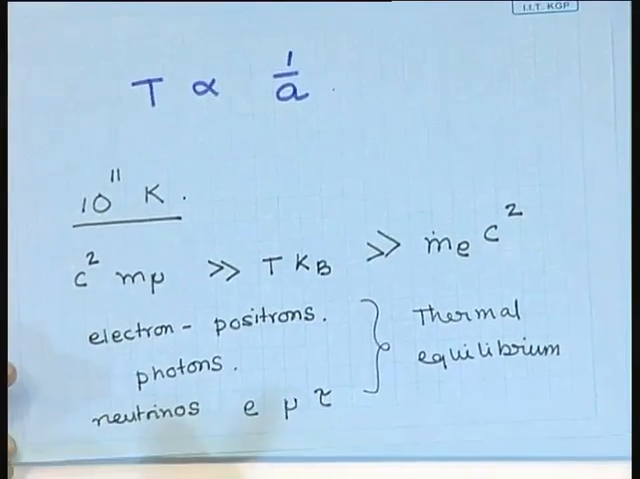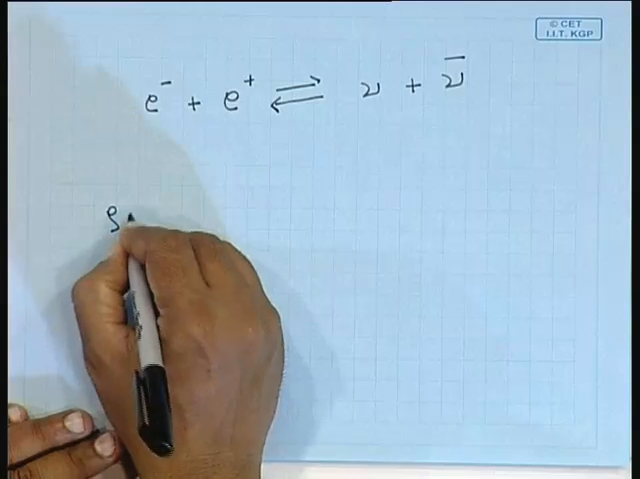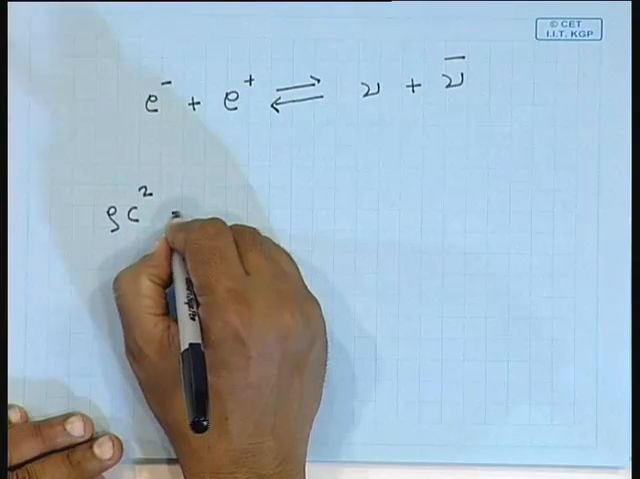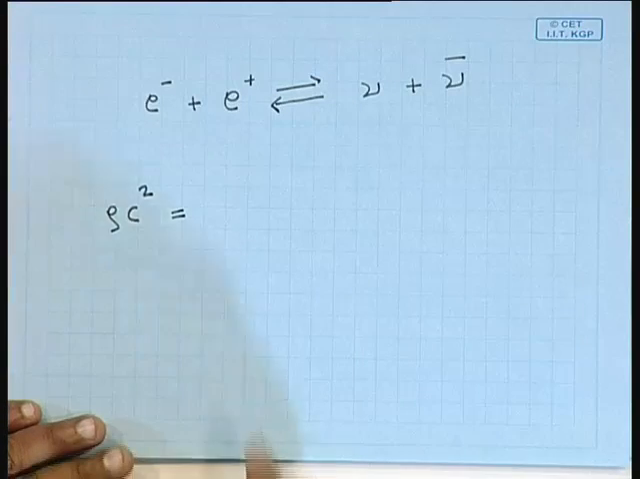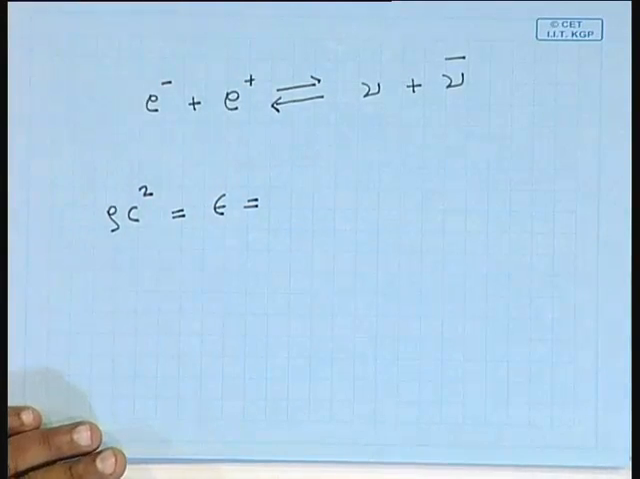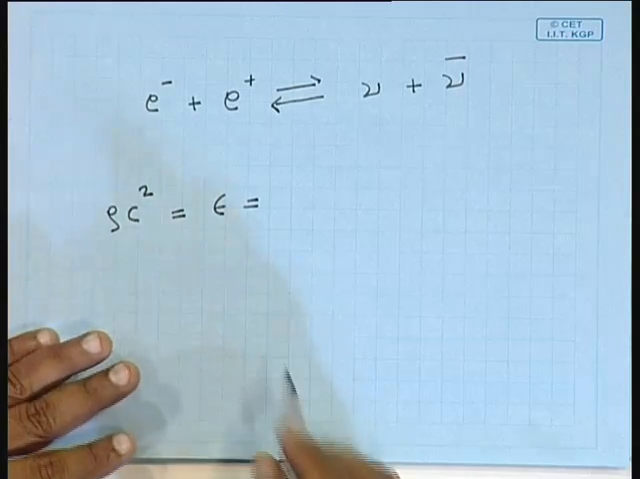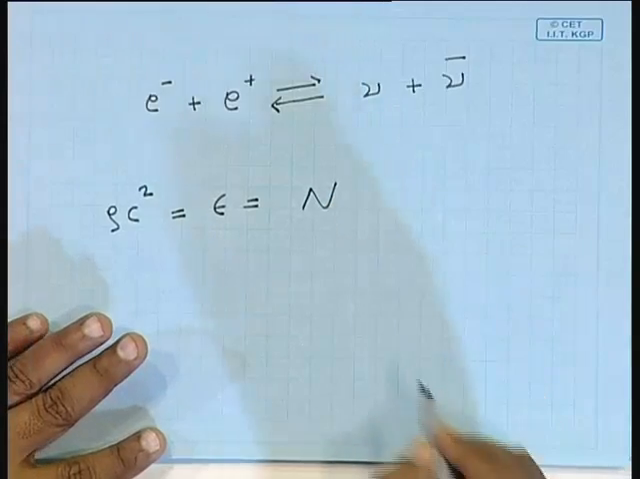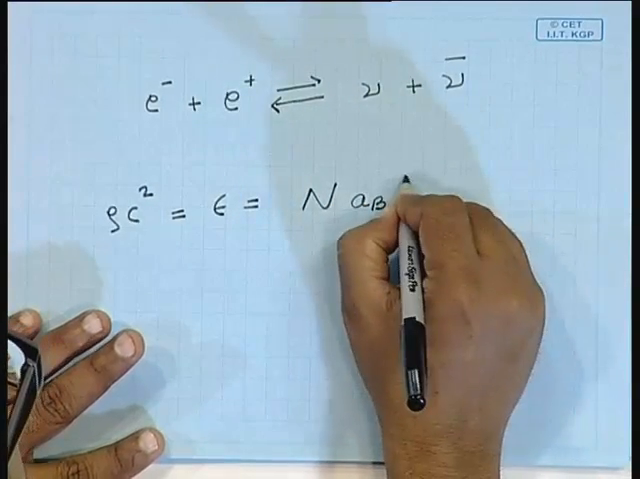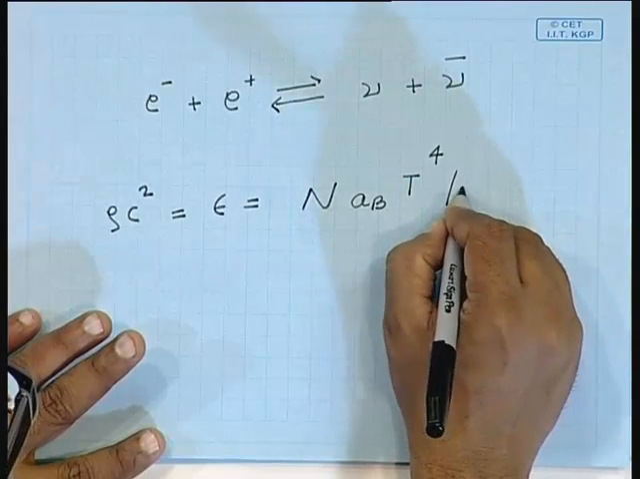Now, we have discussed how to calculate the energy density of this fluid which is in thermal equilibrium at some temperature T. We have discussed this, and let me summarize the result. The energy density rho into c square, I can convert it to mass density by dividing it with c square. This can be written as N a_B T to the power 4 by 2.